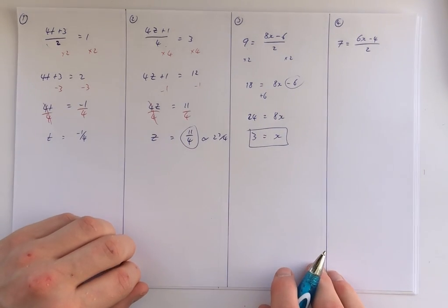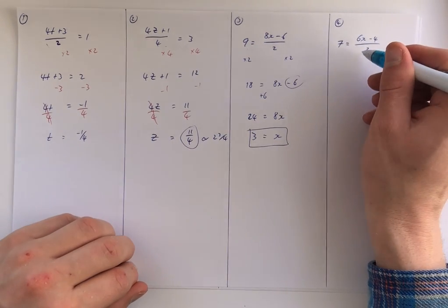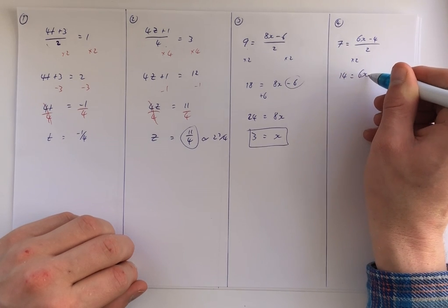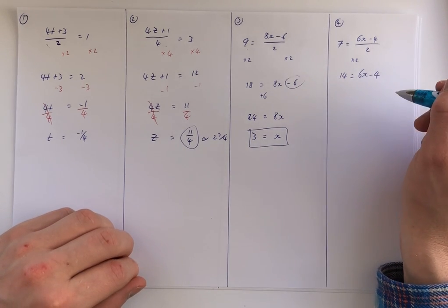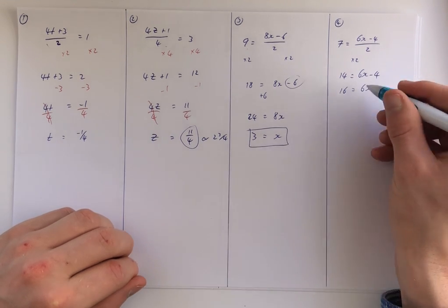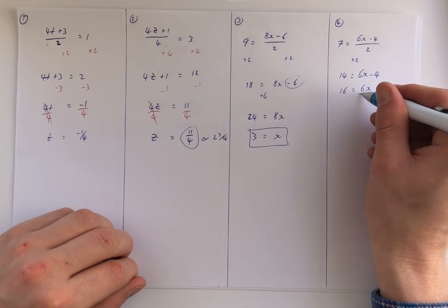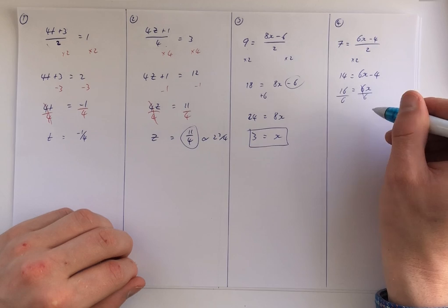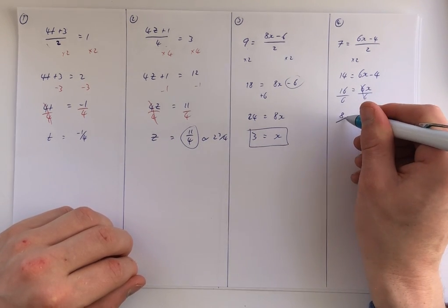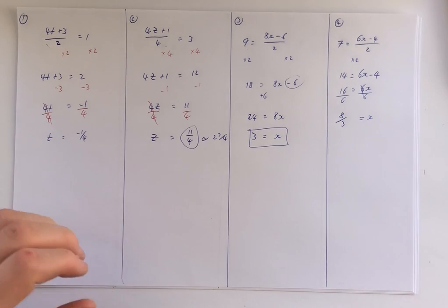So there's our solution. Question 4, multiply both sides by 2, gives 14 and leaves 6x minus 4 on that side. Adding 4 to 14 gives 16. And now we just got to divide that 6 out. So just an x is left. And that's 16 over 6 or 8 over 3. So there's our first 4.